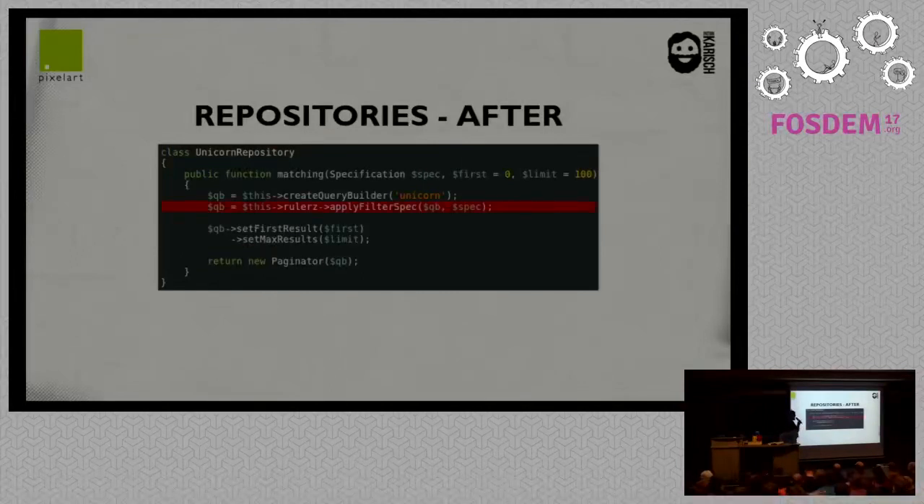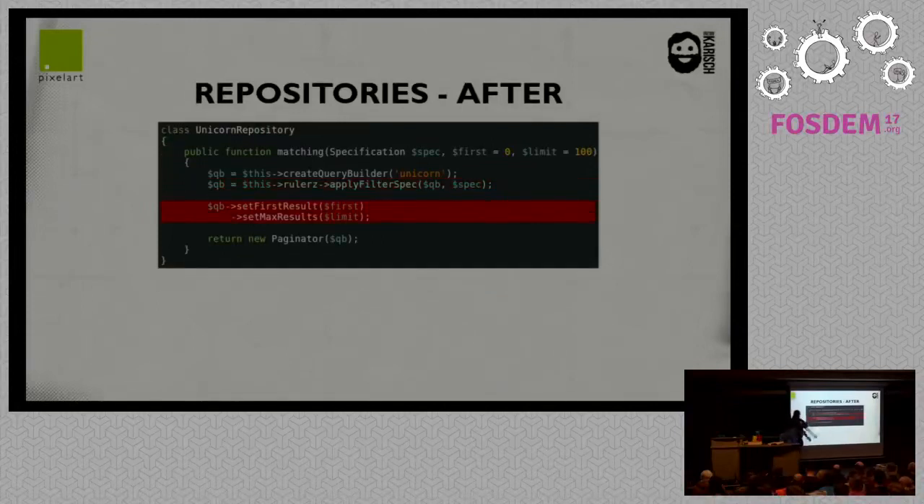In this case, I want to use pagination. So I create the query builder and ask Rulerz to apply my filter specification on it and get back a query builder and not the result already. Now I can do anything I want with the query builder. In this case, I set the first result and max result to do pagination, to apply a Doctrine paginator on it. And now there's no performance problem anymore if you use pagination. Maybe if you have a list view, you want to show only 100 unicorns and then on the next page 100 unicorns and not 500,000. So you need a paginator, and that's not a problem because instead of filter, you use apply filter spec and get back your query builder. This works for Laravel and PDO too.